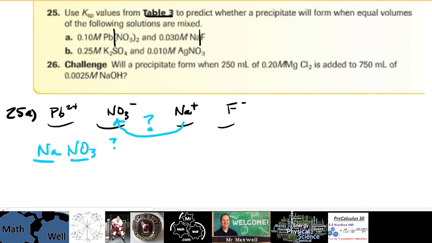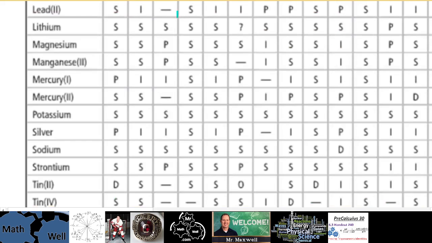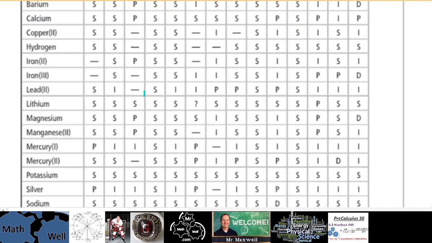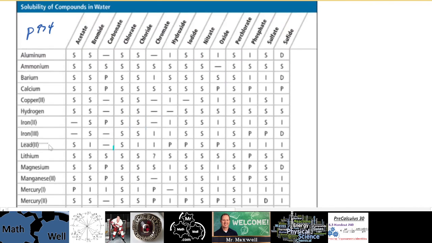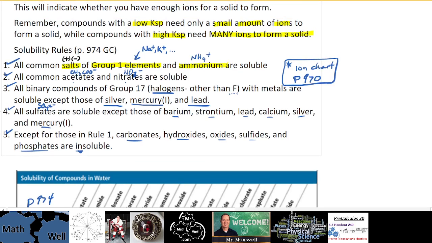Okay, what's the other option? Well, it looks like the other option might be lead fluoride, PbF2. Now let's look on our solubility chart there. Where's lead? I'm going to have to zoom out here. Lead is right here, and fluoride, is it on there? Oh, no fluoride. Those are only the polyatomic ions. That's fine. So lead fluoride, this doesn't give us too much help.